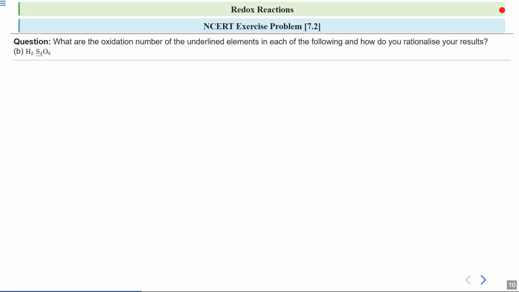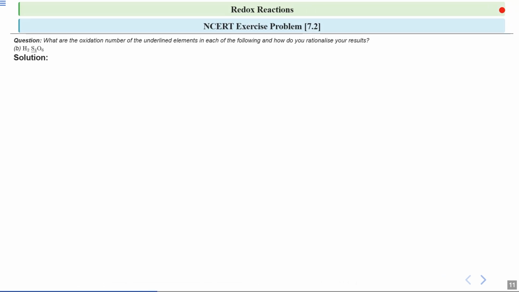What are the oxidation numbers of the underlined elements in each of the following, and how do you rationalize your result? So I am taking H2S4O6 only. There were more examples, but this one is an anomaly and a special one. We will see why it is an anomaly. What is our way to decide the oxidation number?